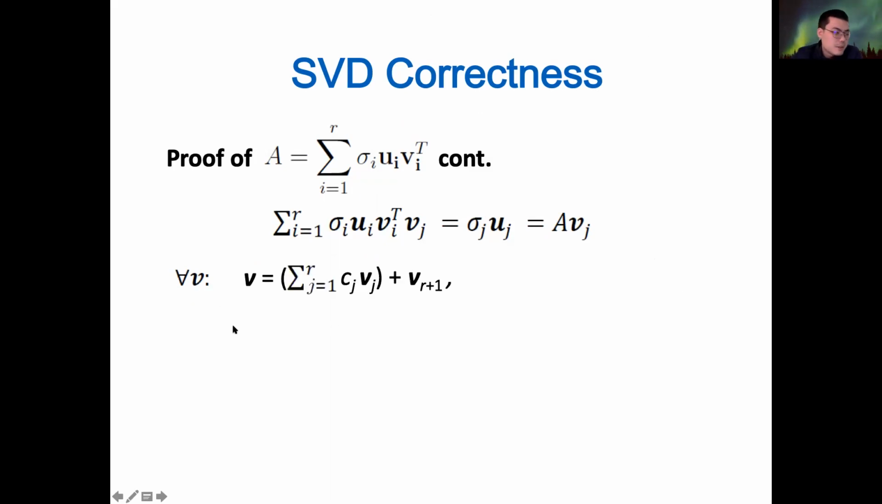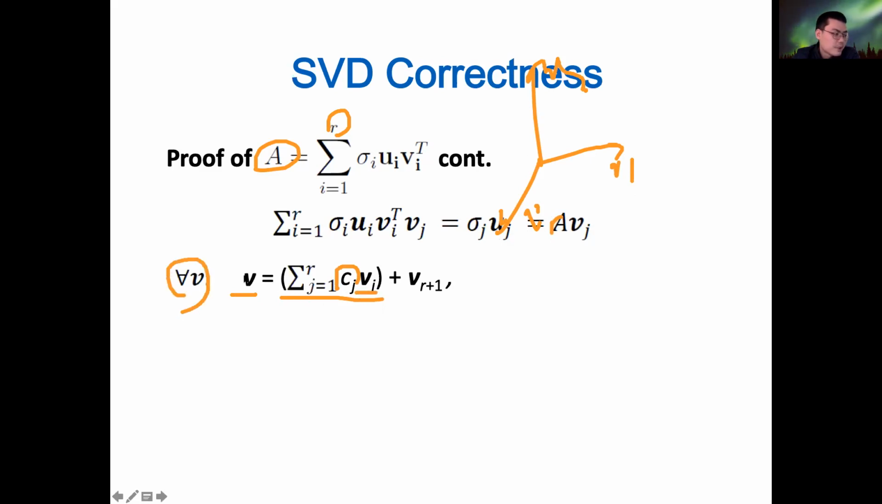Any V is of this shape, so we can write it like this. Remember, we said that A actually only contains r-dimensional information, that can be spanned by V1, V2, all the way to Vr. So if your vector V is in this subspace, you can write it like this: you have some component along V1, some component along V2, and so on. But now we want to say it's any V, so there's going to be another component that gets out of this subspace. So our shape is like this.